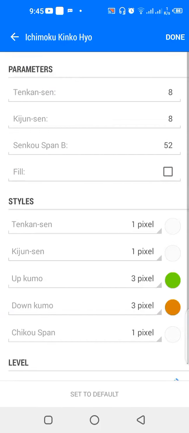Then we have Ichimoku. Tenkan Sen is 8. Kijun Sen is 8. Senkou span B is 52. Of course, you deselect the field, and then the color of the up Kumo and down Kumo will be green and orange respectively. Then other style colors will match the background color for the chart.